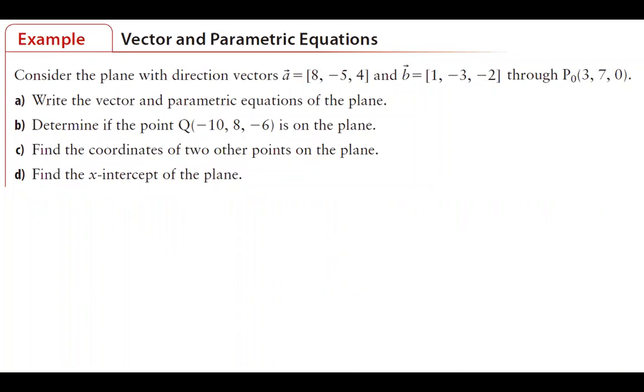Second, determine if the point Q is on that plane. Then find the coordinates of 2 other points on that plane. Last, find the x-intercept of that plane. Okay, I'll give you 5 minutes to consider these questions, okay?